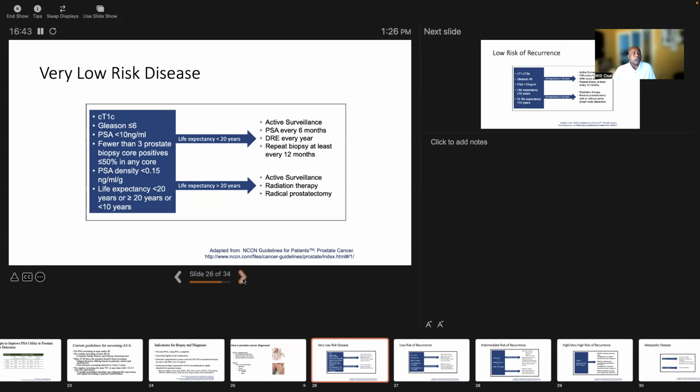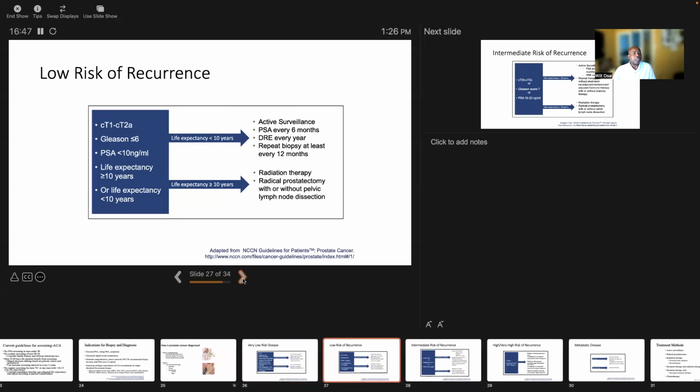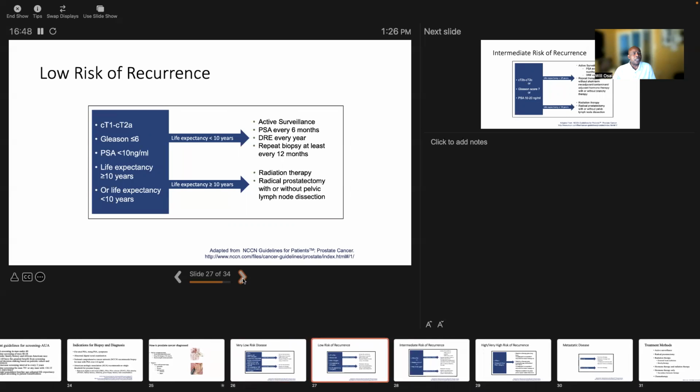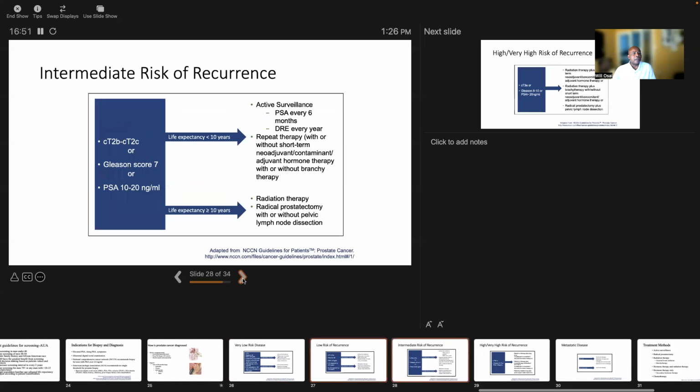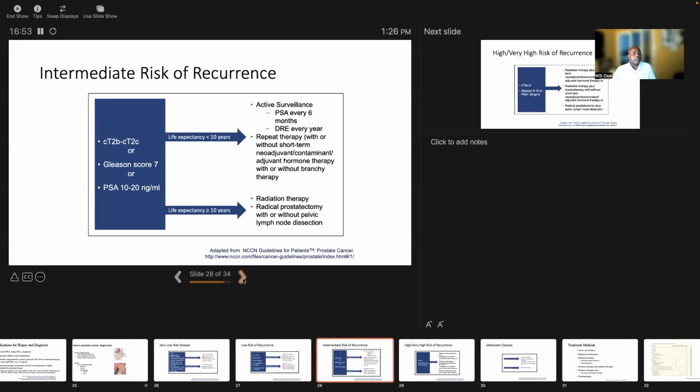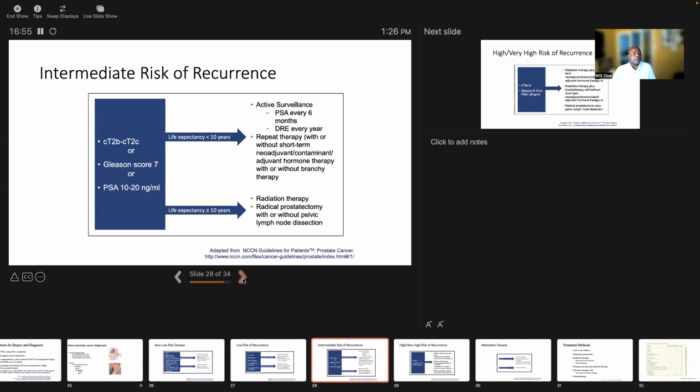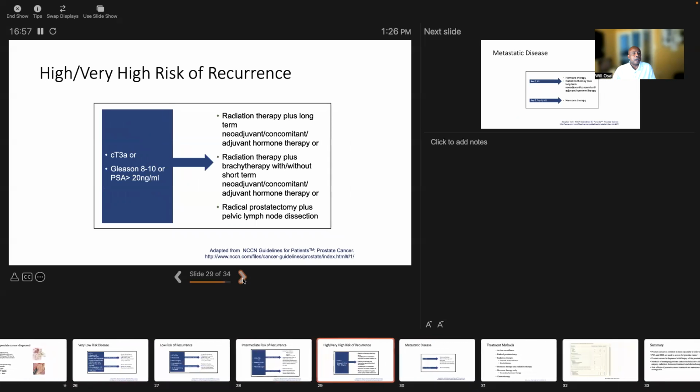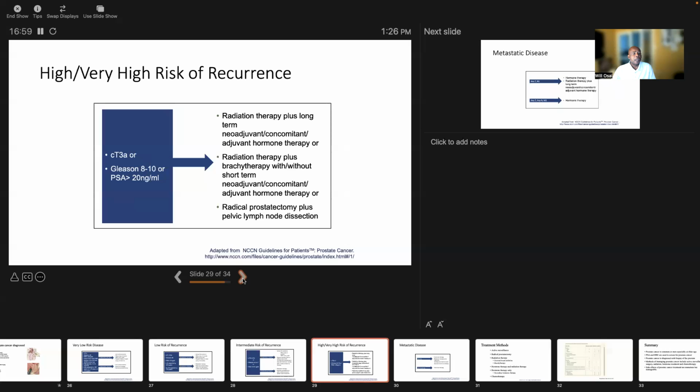So the grades are shown in the next few slides. I will not go into details of it, but the take home is that the higher the grade of the cancer and the more involved with tumor the prostate is, the more likely the patient is going to require treatment, and the more intense the treatment is.